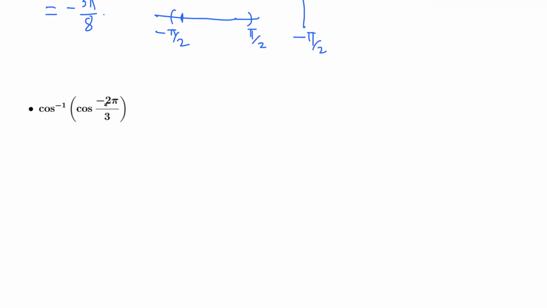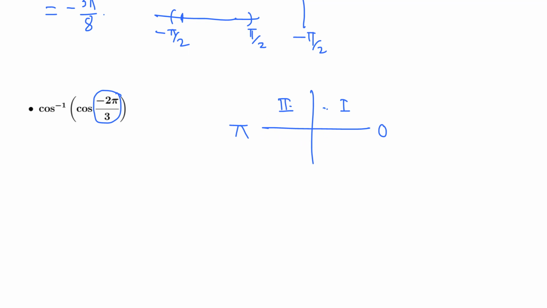Cosine inverse of cosine negative 2 pi over 3. Again, cosine inverse of something, the final answer should be 0 to pi. Here or here. Okay, should be bigger than 0, less than pi. If this angle is in 0 to pi, somewhere here, then we can simply cancel cosine inverse and cosine. Unfortunately, negative 2 pi over 3 is not in the first, because negative means we have to go this way somewhere.